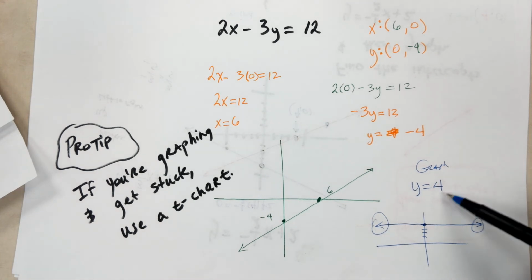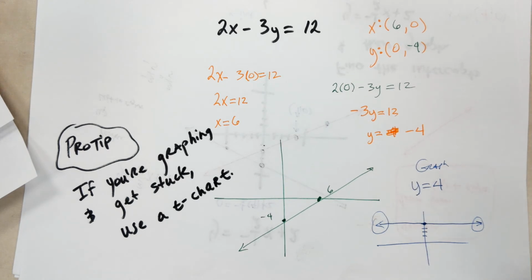So you might say graph y equals 4, and you're like, oh no, I forgot. But if it said (0, 4) and then graph, that would be different. That's just a point.